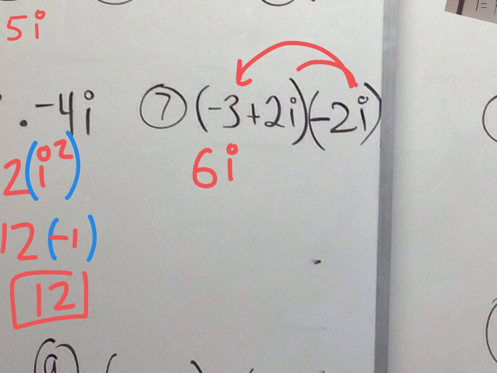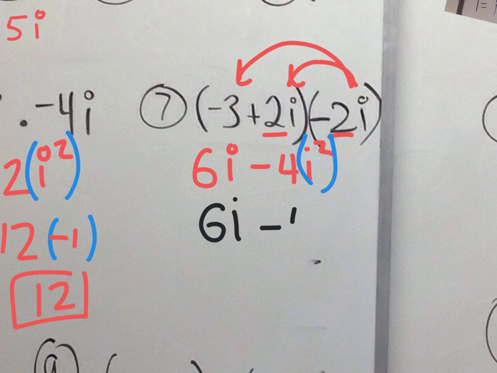How about negative 2i times positive 2i? That'll be a negative 4, because negative 2 times positive 2 is negative 4. And then i times i is i squared. Now the only difference between multiplying with x's compared to multiplying with imaginary i's is that when you have an i squared, you have to replace it with a negative 1. So far I have 6i minus 4 times negative 1. You replace the i squared with negative 1. So you really have 6i, and negative 4 times negative 1 is a positive 4.